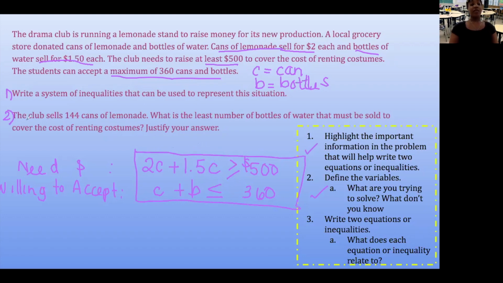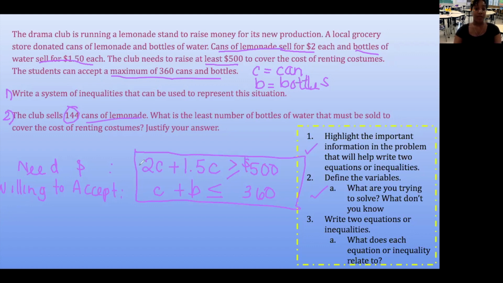The second part of the question asked us: if the club sells 144 cans of lemonade, what's the least amount of bottles of water that must be sold to cover the cost of renting costumes? So now we need to use this information to substitute it into our inequality.